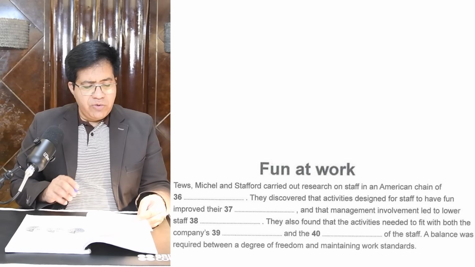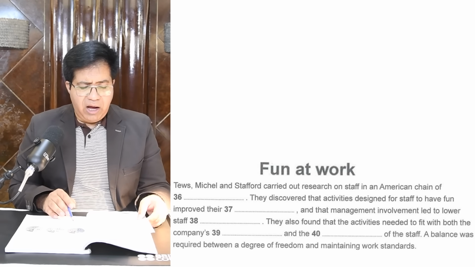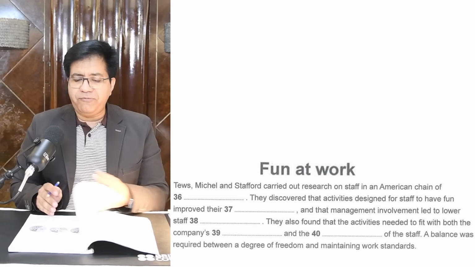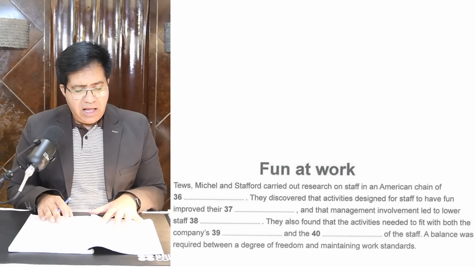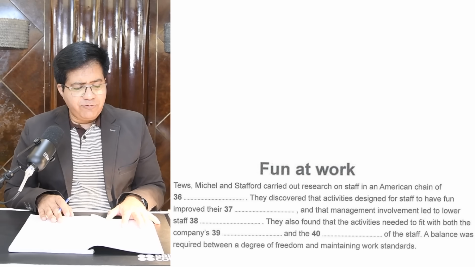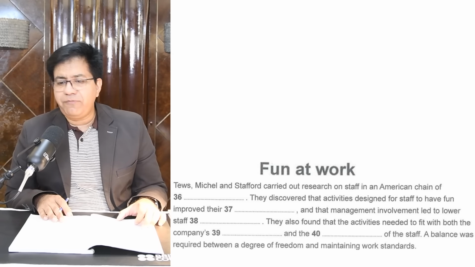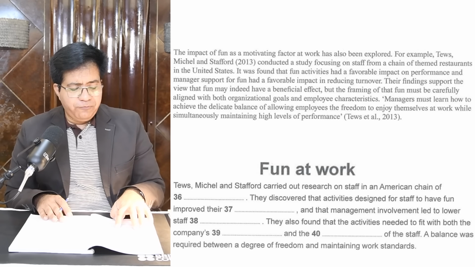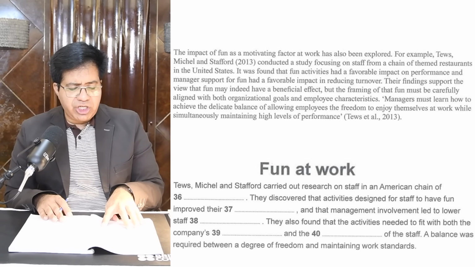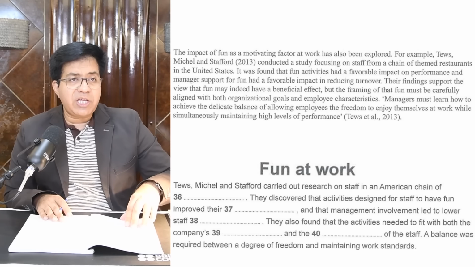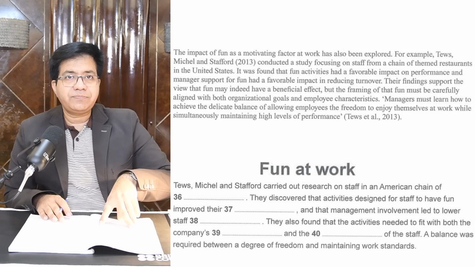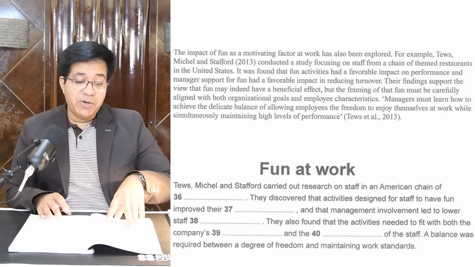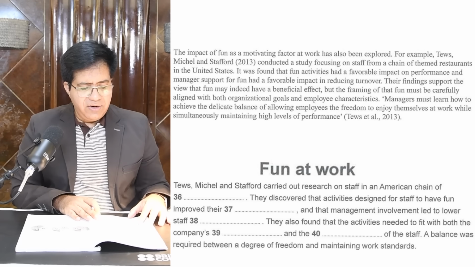Okay, now let's see. Tews, Michael, and Stafford carried out research on staff in an American chain of dash. Please come back. American chain of dash. I'm reading it from the second line, second last paragraph of the passage. Michael and Stafford conducted a study focusing on staff from a chain of themed restaurants in the United States. What is the answer? Restaurants or themed restaurants? Because it is one word only. Well done. Correct answer is restaurants.